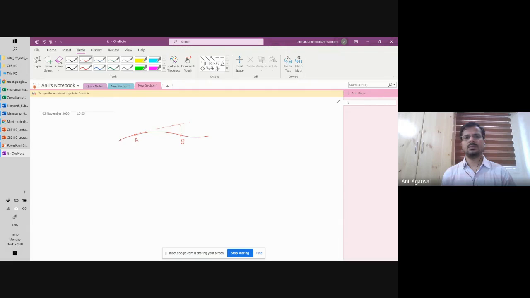Okay. So originally the beam was straight like this, let's say. So in that perpendicular direction, I'll measure this deflection. This will be called TB/A. Okay, so that is the deflection of B from the tangent drawn at A. Okay, fine.